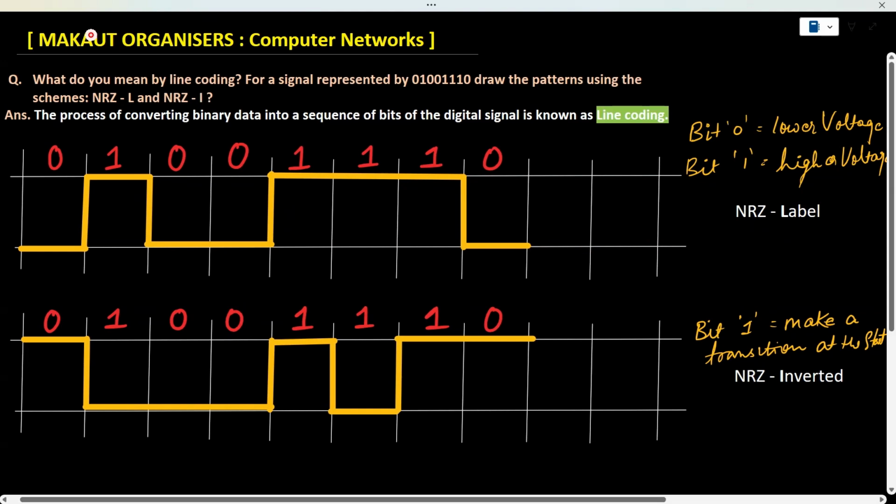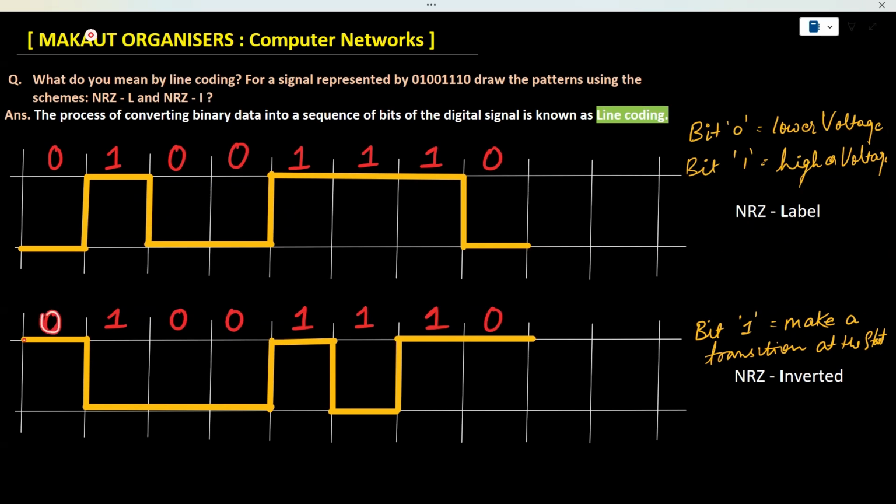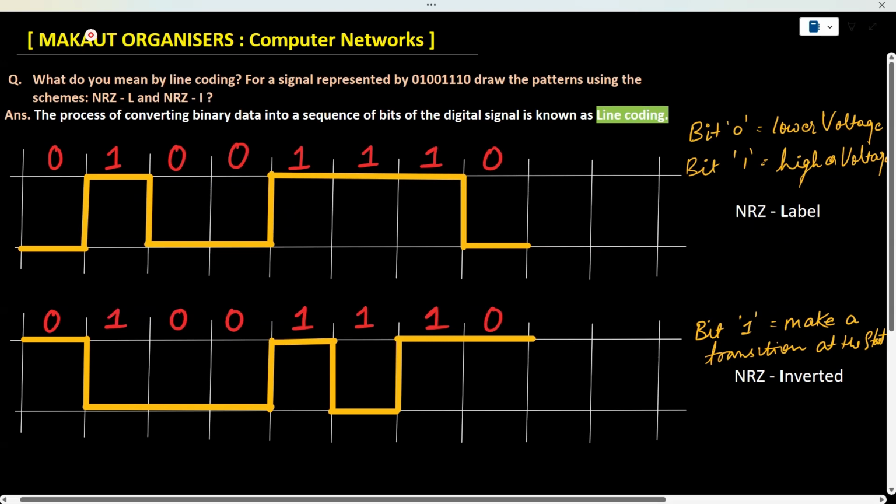Whether we are at higher voltage or lower voltage, we have to make a transition at the start. Let's see. So from the beginning, we always start from higher voltage. Remember this thing. We always start at higher voltage. It is zero. We draw line zero. Now we can see it is one. That means we have to make a transition. That means when at the beginning we are at higher voltage, so we will make a transition at the start and come to low voltage and draw a line.